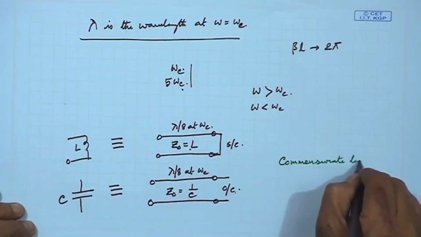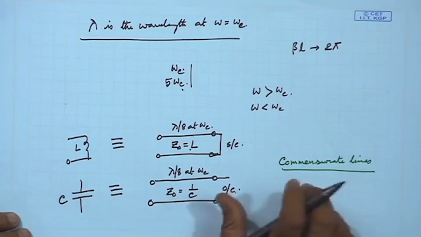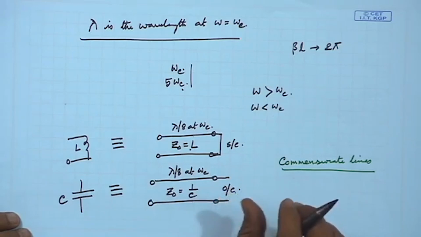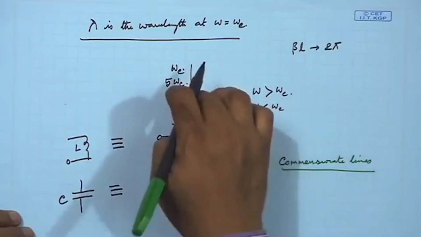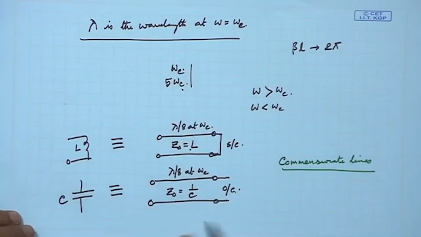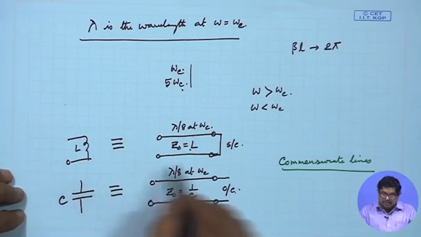So, you need not bother about these line lengths, and if required, suppose one length is very small or very large, you can use this periodicity and go to higher or lower values, so that you can get that same thing. So, that means with this in the prototype design, whenever there is a lumped L or lumped C, you can represent it like this.